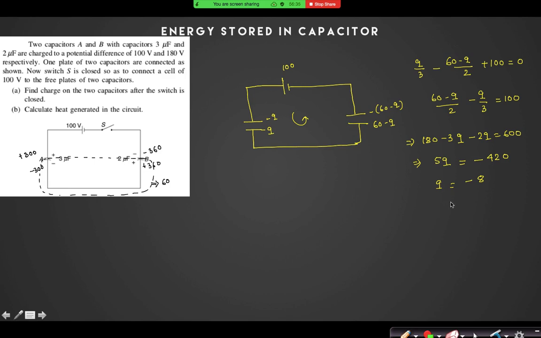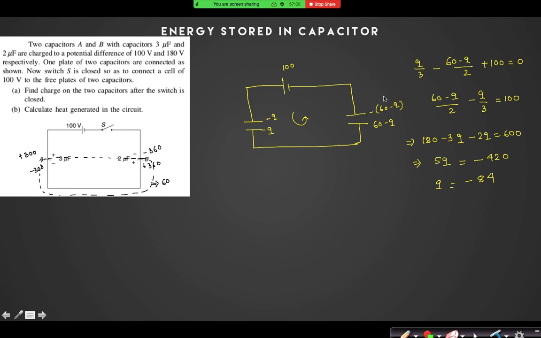Just check once again. Let us check the calculation once. Plus Q minus Q. So I am coming from minus to plus, and then again I am coming from plus to minus, and then it is plus 100. So 60 by minus Q by 2 minus Q by 3 is 100. So 3 into 60, 180 minus 3Q minus 2Q is equal to 600. 5Q is equal to minus 420. Yes, I think the calculation is correct.